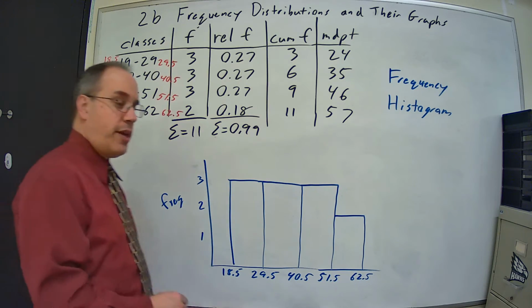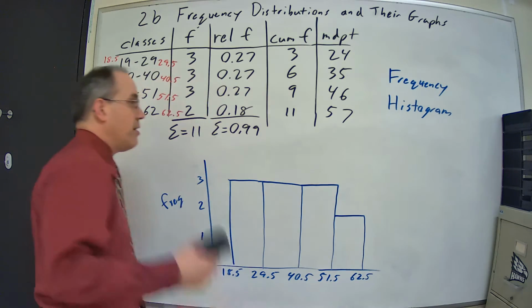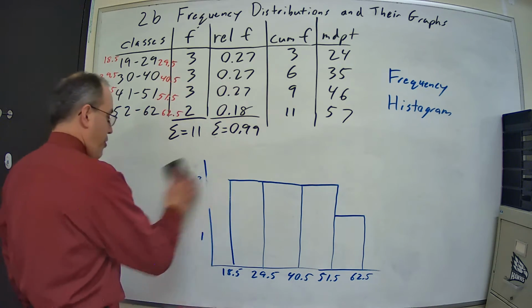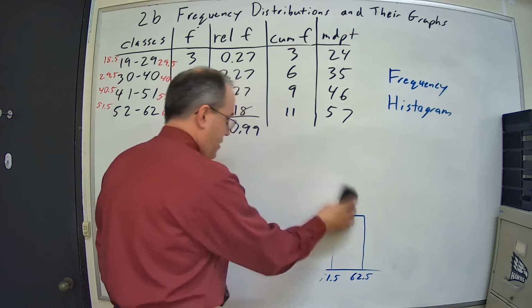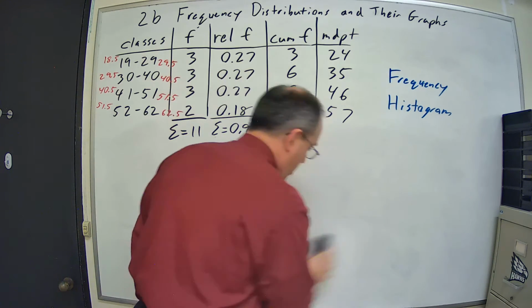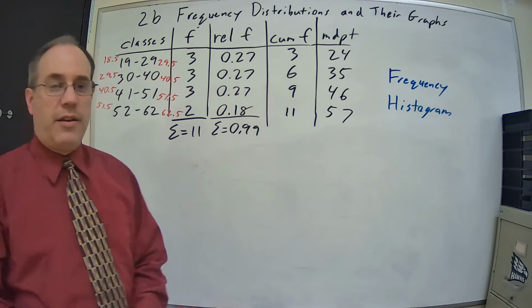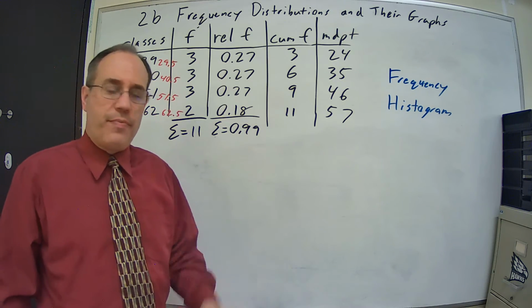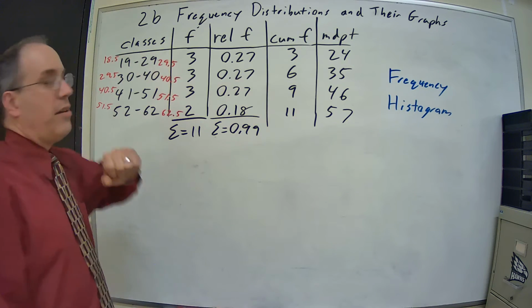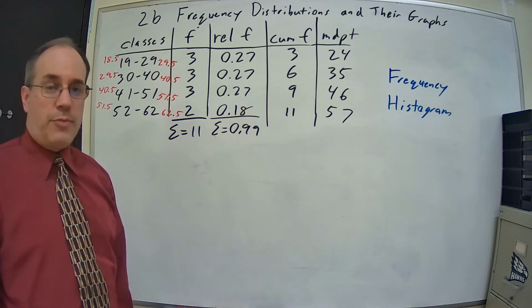Now that's one way you can create a frequency histogram. The other option is that we can use the midpoints, kind of like we did category names for bar graphs, instead of using the class boundaries.